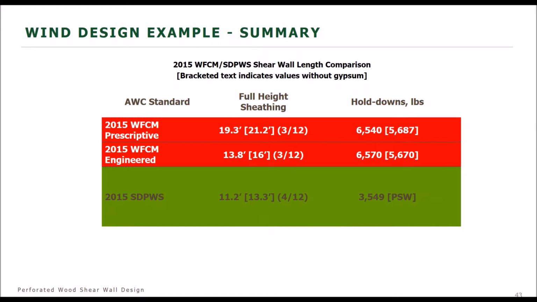But where you really start seeing efficiencies in your design is when you look at the SPDWS design. You'll see we've got even less required full height sheathing, only 11.2 feet, but our nail spacing, we were able to loosen it up a little bit and go to a 4 and 12 spacing. So we're able to have our nails spaced farther apart. We have less required full height sheathing. And if you look at the hold down capacity requirements, we can use a substantially smaller hold down based on that perforated shear wall approach.